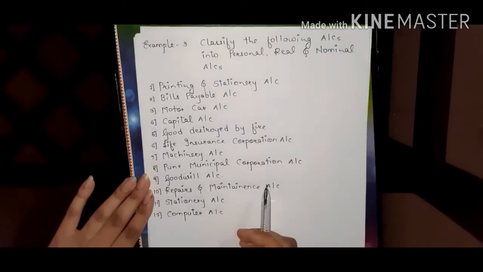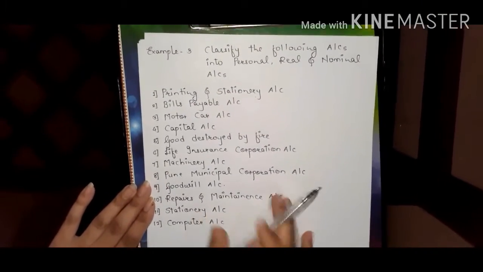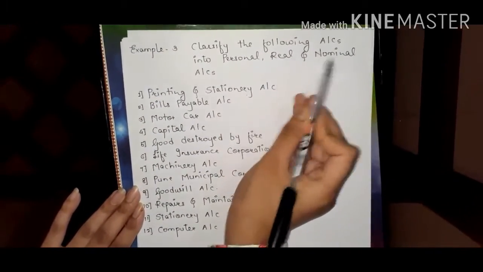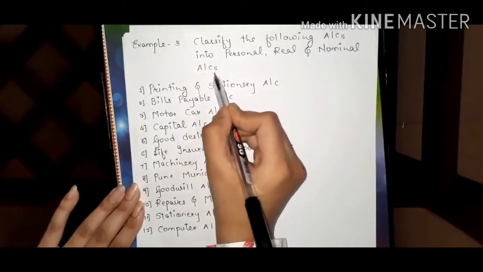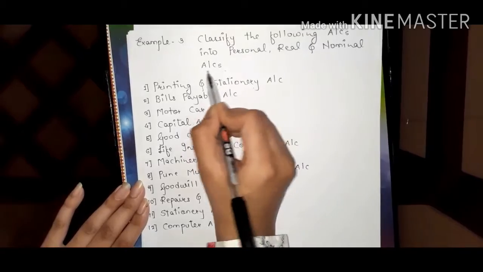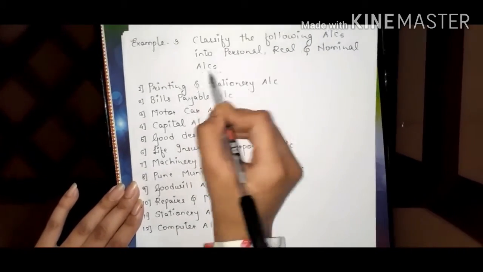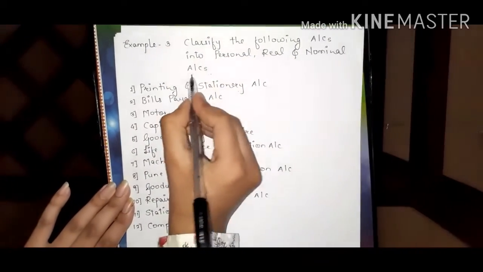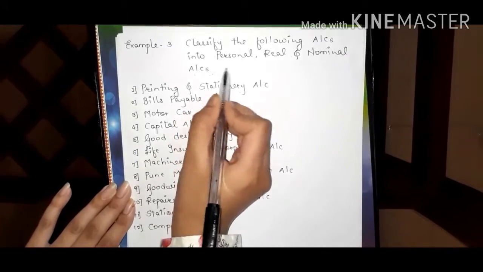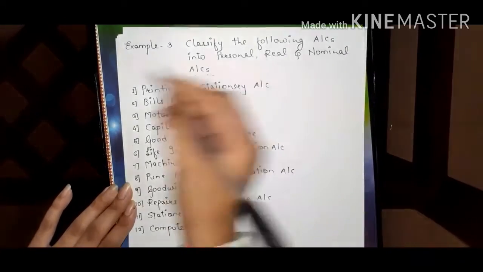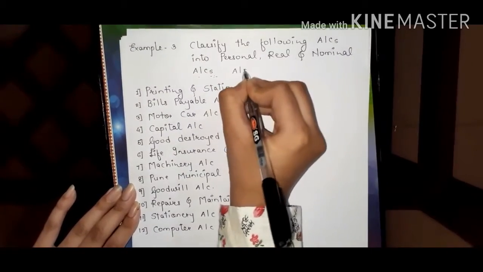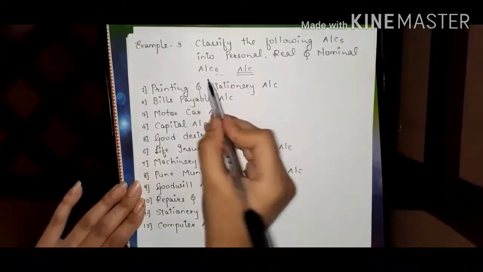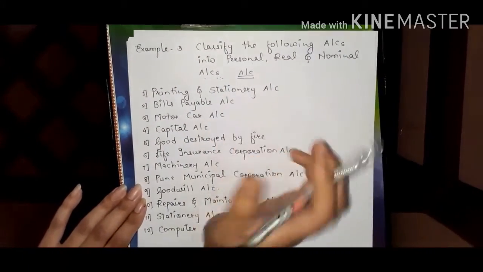Now let's take the example of classification of accounts. These accounts we have to classify into these three accounts, that is personal, real and nominal accounts. Don't get confused over here. A/Cs is the short form of accounts. I have written it A/Cs. You need not write the complete term. You can simply write A/Cs. It is the plural form of accounts, and account is written in singular form like this, A/C. Don't get confused about what A/Cs is. It is accounts. So let's start the example.